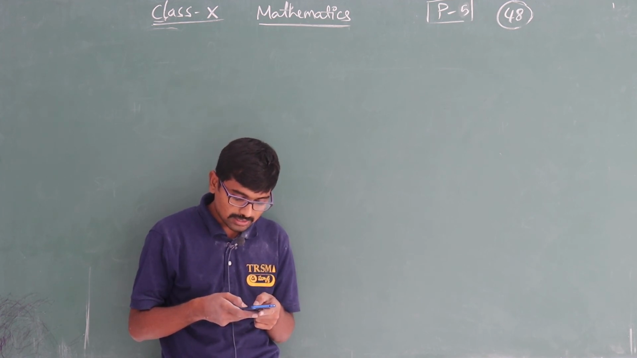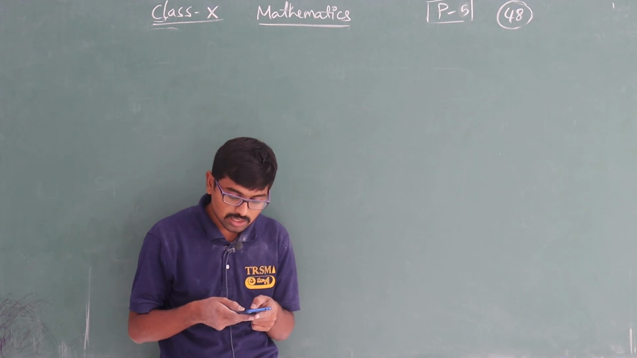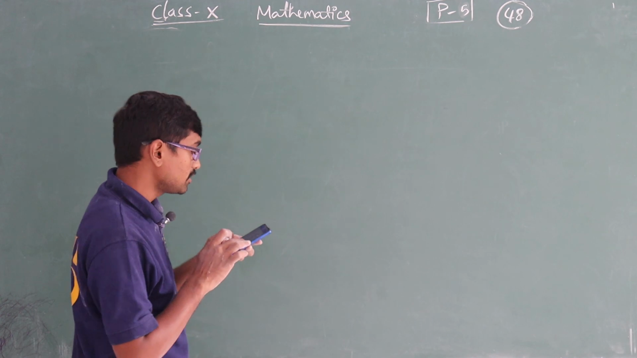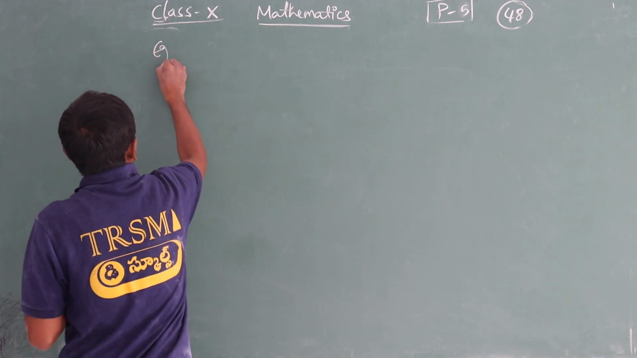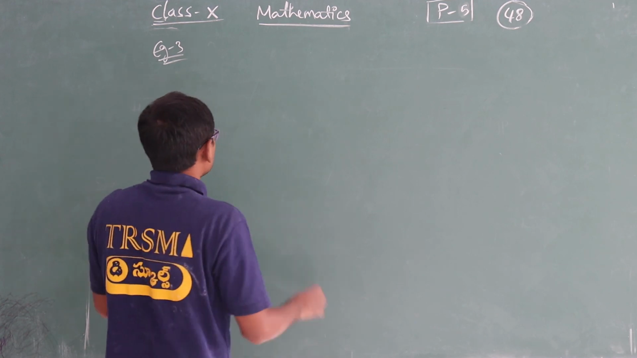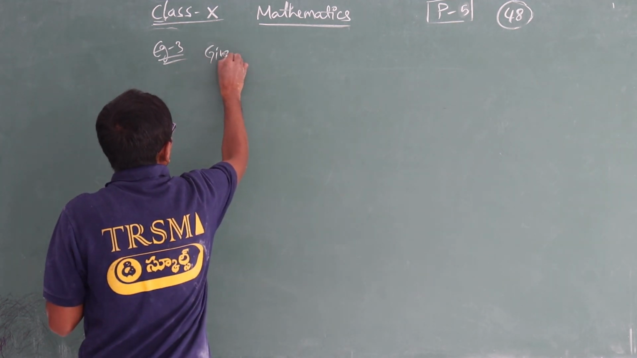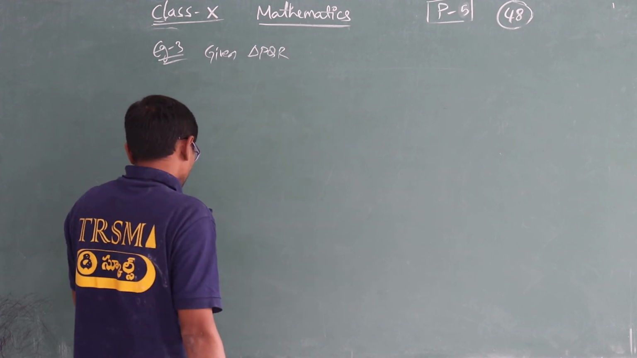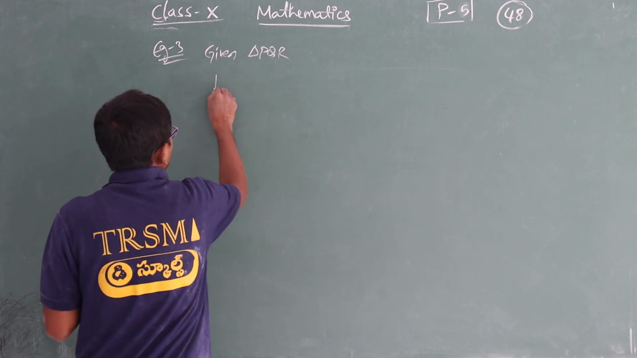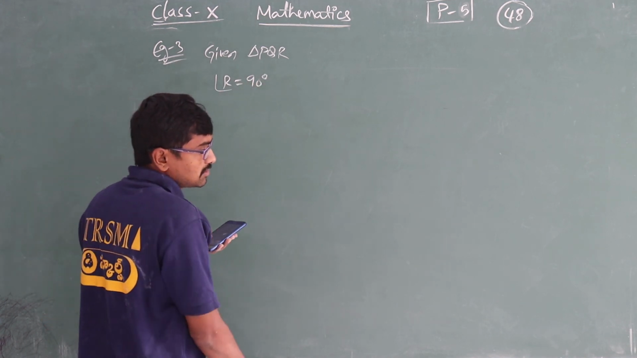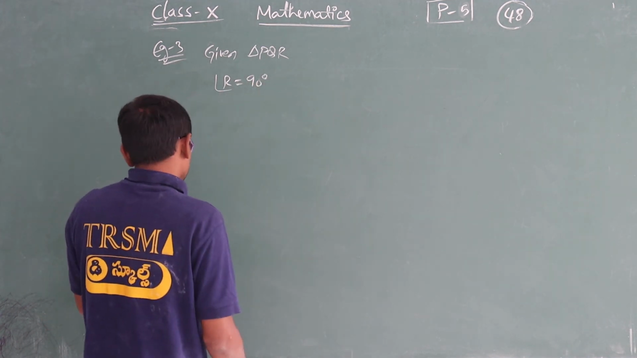Now coming to example number 3. In example number 3, you can see this question is also based on the same topic. Consider a triangle PQR. In that, the right angle is at R. Angle R is equal to 90 degrees, as angle R represents the right angle.